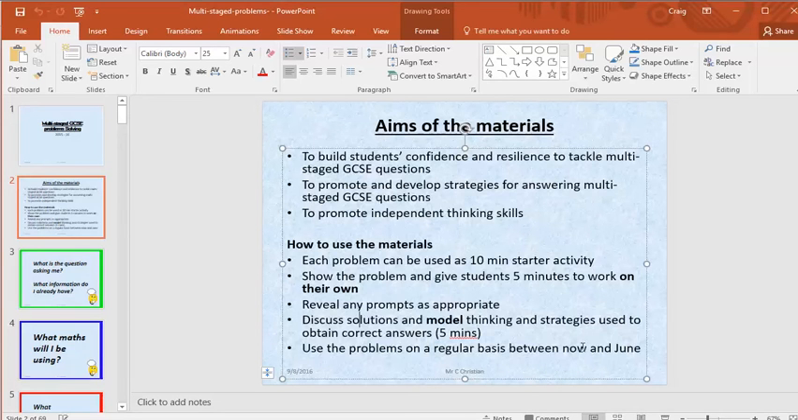And this bit, dead important as well, use the problems on a regular basis. No point whatsoever just kind of doing these 2 weeks before the exam or whatever. This needs to be churned out. I'm saying once a week as a minimum.